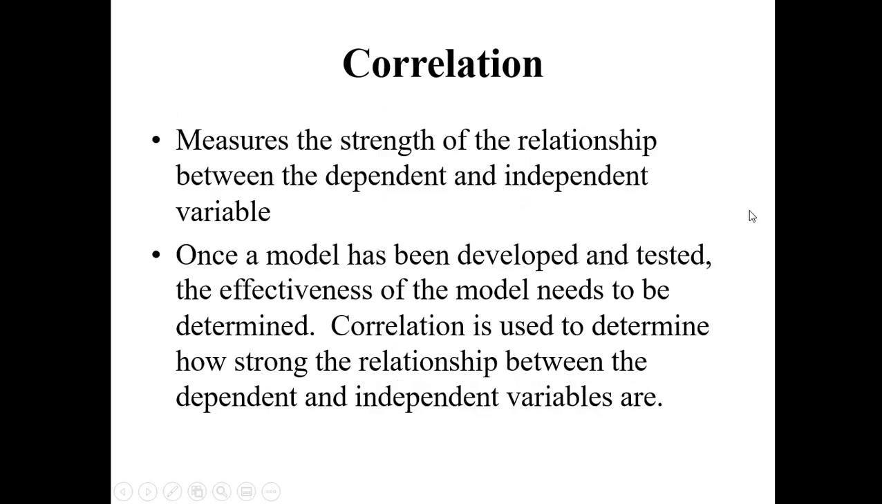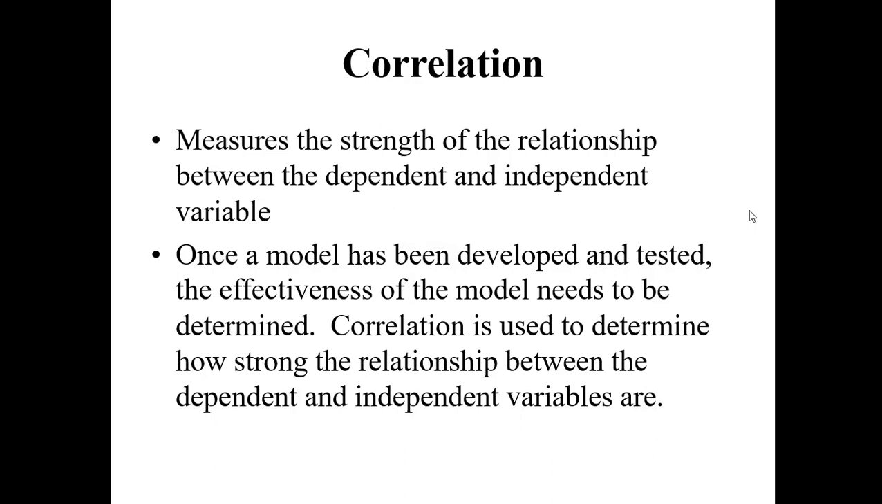Before going to that, you need to understand correlation. What is correlation? Sometimes we use "co". Co means the contribution between two things, the relationship between two. Correlation measures the strength of the relationship between the dependent and independent variable. So we will check the relationship between two variables. One will be dependent and one will be independent.